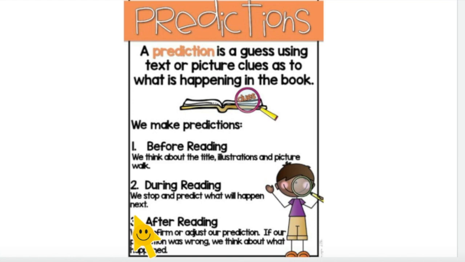You also can make predictions after you read by coming up with more of the story. Maybe you have watched Toy Story 1, and after the first Toy Story ended, you made a prediction of what would happen next if they continued making more Toy Stories. Then, when you watched Toy Story 2, you got to confirm or adjust your prediction, because maybe what you predicted actually happened, but maybe what you predicted did not happen, and that's okay, because a prediction is a guess.